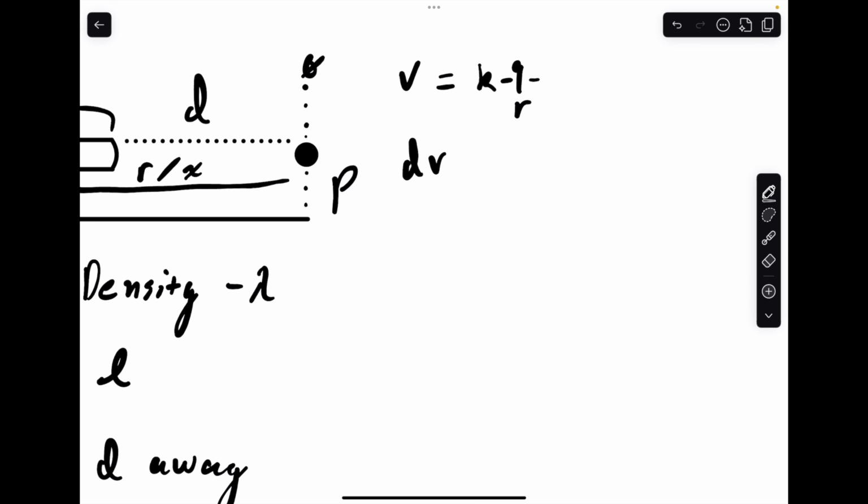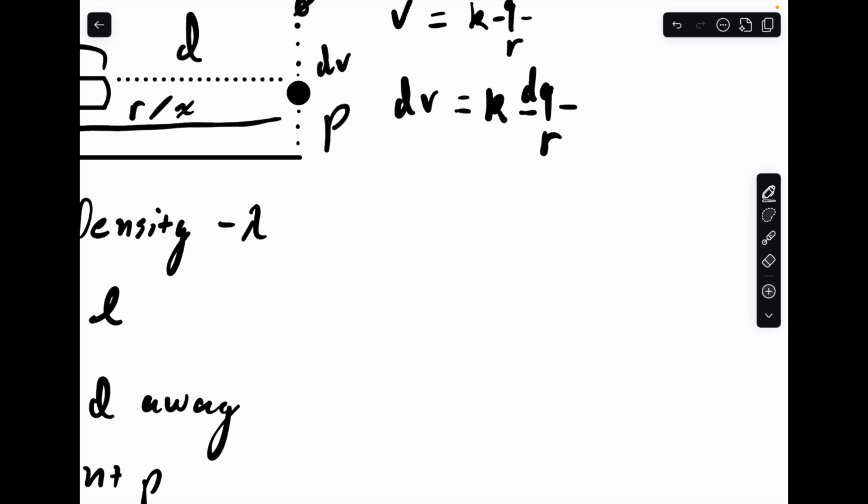So if I think about now here, there's a little dV contributed at that point by that dq. The little dV from that little point charge, dq, is k dq over r. Now, say I wanted to get the total contribution. The total contribution would be if I summed up on both sides, right?